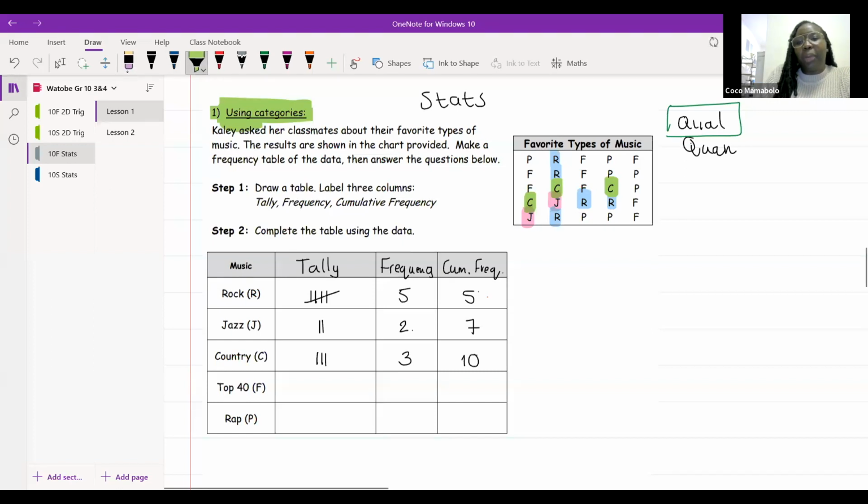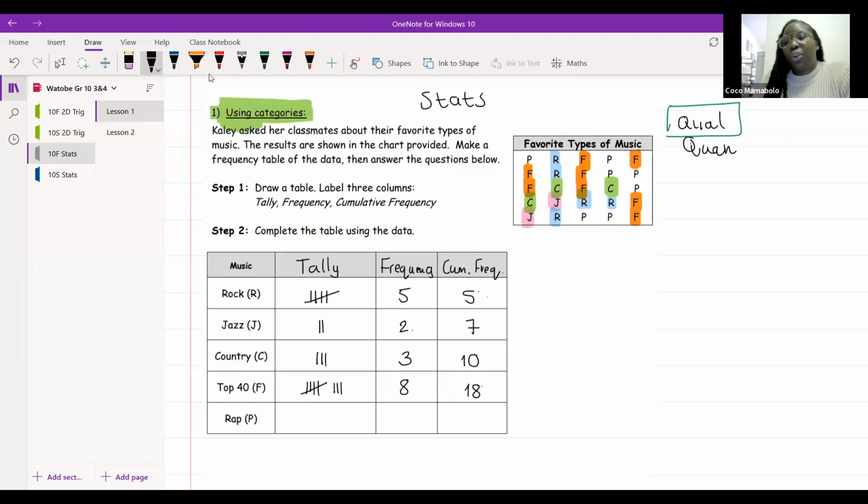Now, how many people like top 40, which is a weird category? Top 40 is 1, 2, 3, 4, 5, 6, 7, 8 peeps. Good. So 8 people. So my cumulative frequency, thank you, Boitumelo, will be 18.